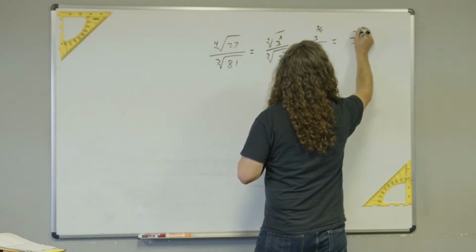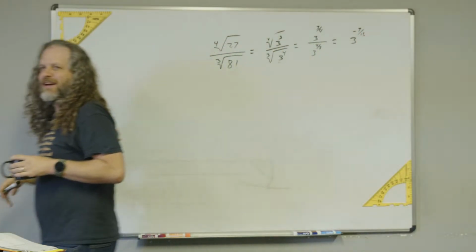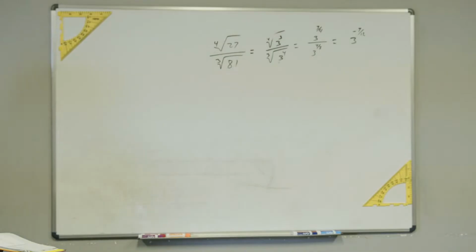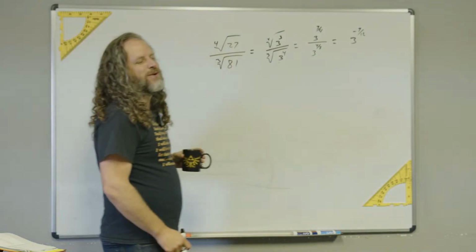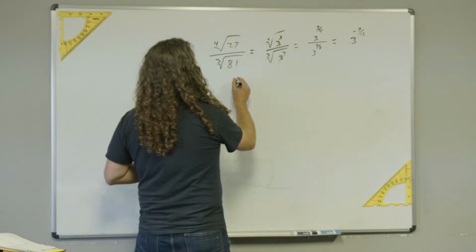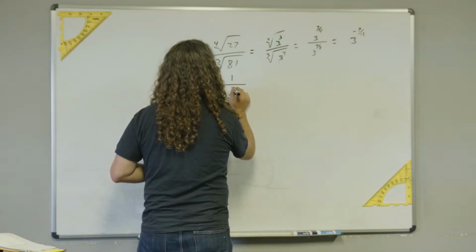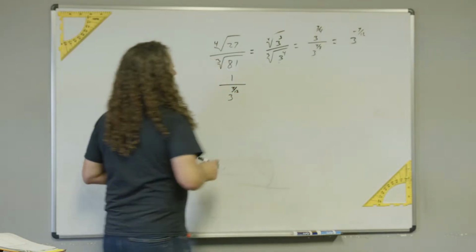3 to the negative 7/12. That is decidedly not simple enough yet. What? We don't want negative exponents. So what, do we put it in 1/3 to the 7/12? Well, what you meant is right, but the way you said it was wrong, but it's okay. So 1/3 to the 7/12. Yes, that's what I meant to say. I know.